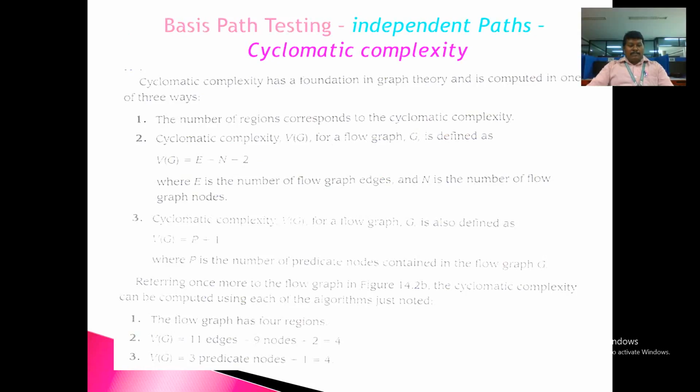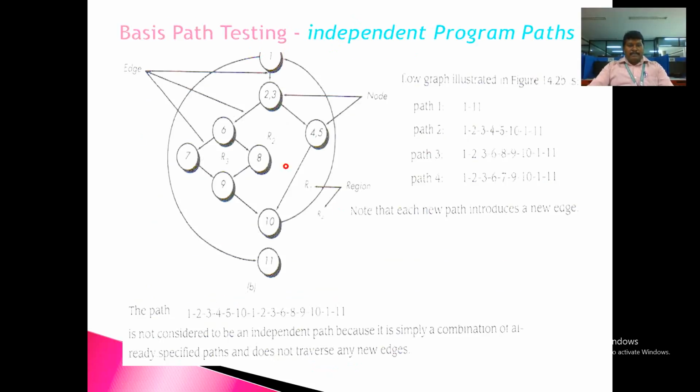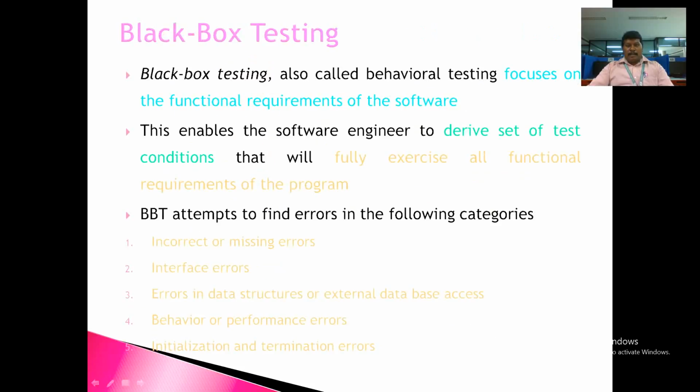And the predicate nodes: 3 plus 1 equals 4. In this flow graph we have 3 predicate nodes, 1, 2 and 3. 3 plus 1 is 4, the same as the 4 regions. So we have to find 4 independent paths. Once you have executed all these paths, we can guarantee that all the statements have been executed at least once.